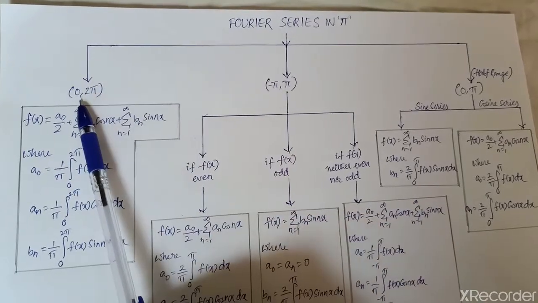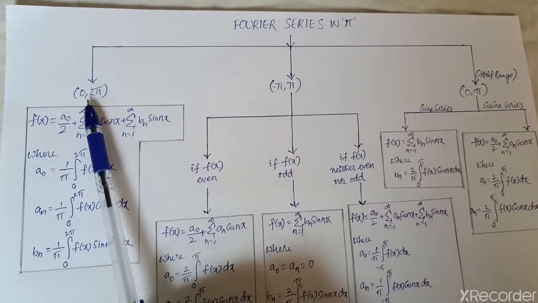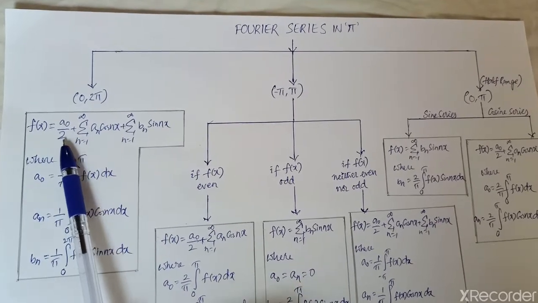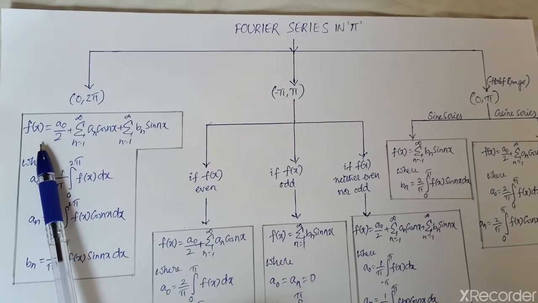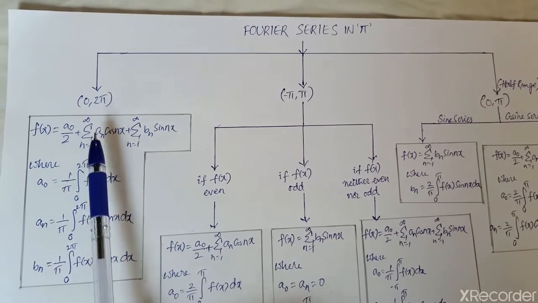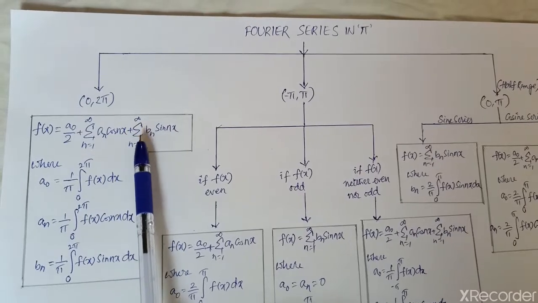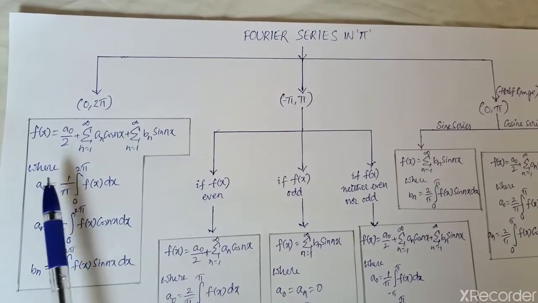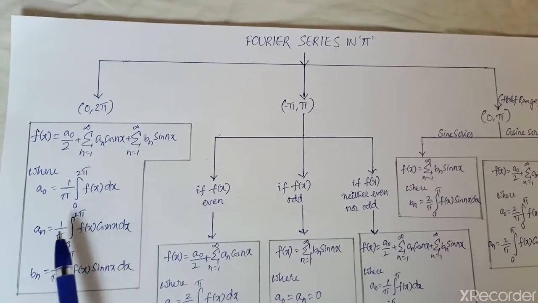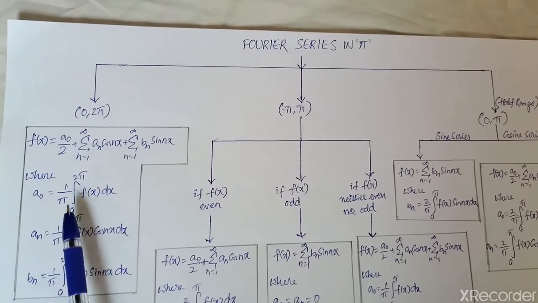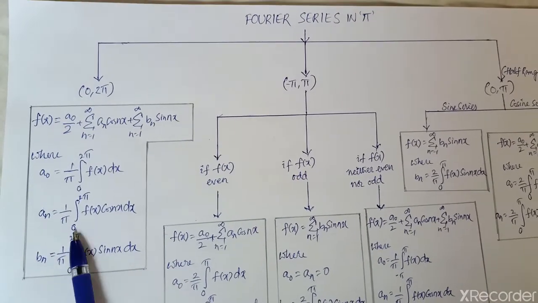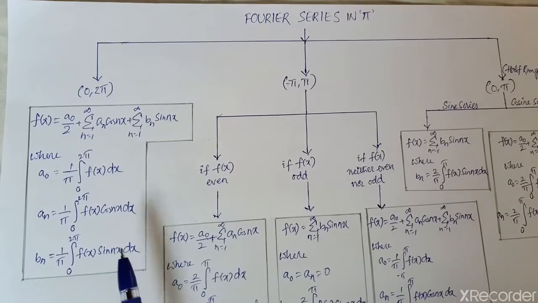When the interval is given as 0 comma 2 pi, observe the interval, then the formula is known as Euler's formula. That is f of x is equal to a naught by 2 plus sigma n is equal to 1 to infinity a n cos n x plus sigma n is equal to 1 to infinity b n sin n x, where a naught is equal to 1 by pi integral 0 to 2 pi f of x dx, a n is equal to 1 by pi integral 0 to 2 pi f of x cos n x dx, and b n is equal to 1 by pi integral 0 to 2 pi f of x sin n x dx.